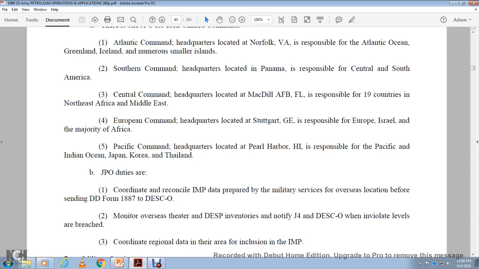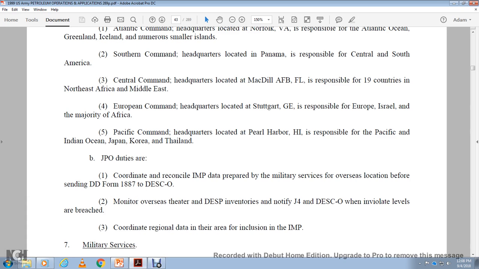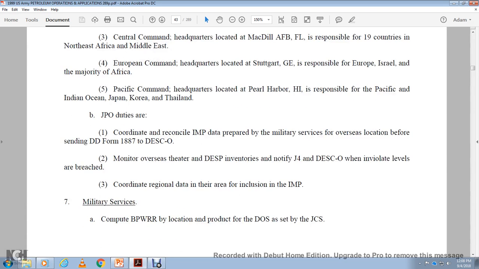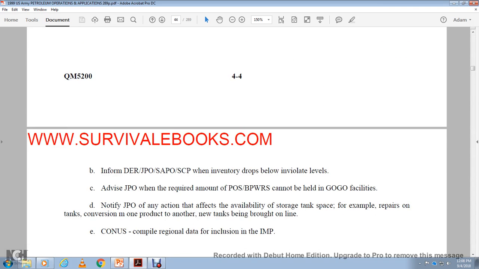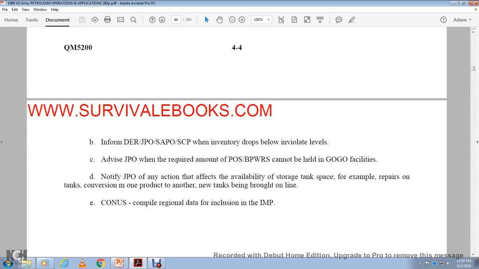Monitor and oversee the DESP inventories monthly. Notify the J4 and the DESC involved of any breach. Coordinate regional data in the area, including the IMP and military service, and compute the bulk petroleum war reserve by locating private storage with the DOS and setting with the joint JCS. Inform the DER JPO that his APO is short when the inventory drops below the initial level, and inform the JPO when the required amount of bulk petroleum war reserve stock cannot be held in government-owned facilities.